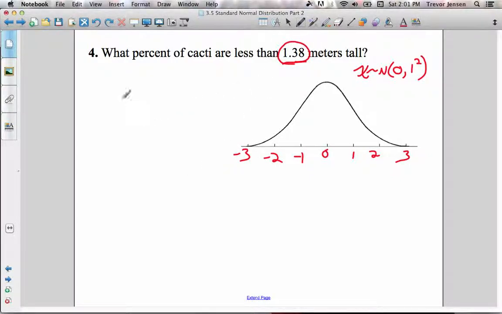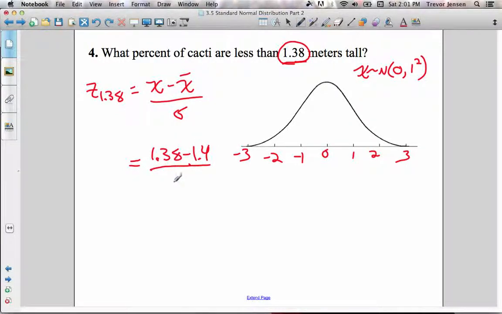equals 1.38. And the formula for z-score, so it's the z-score of 1.38. You do that piece of data minus the mean divided by the standard deviation. So you do 1.38 minus 1.4 divided by 0.3. And if you do that, 1.38 minus 1.4, and then divide that answer by 0.3, you get negative 0.07.